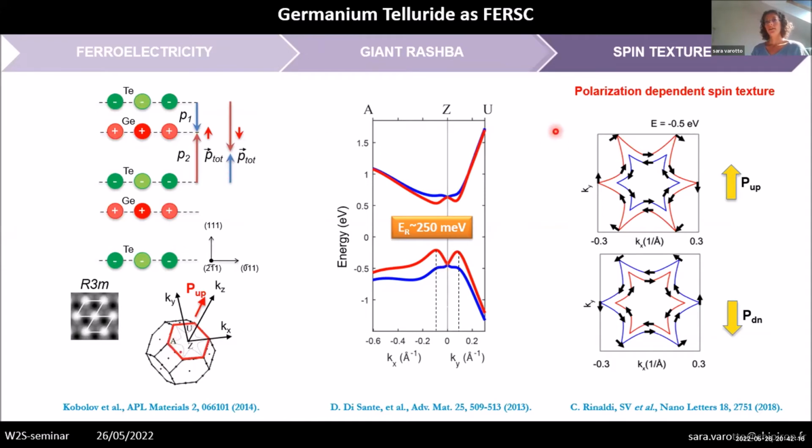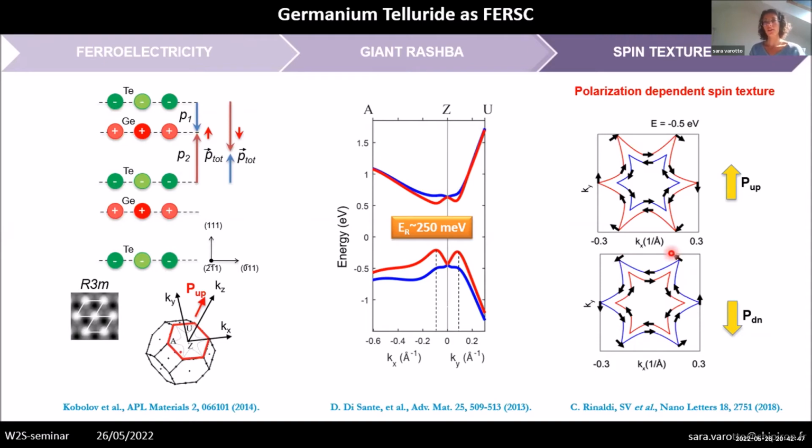The most important part is that if we consider a fixed binding energy, we have a Fermi contour, and the Fermi contours are predicted to show these two star Rashba bands, in which by changing the ferroelectric polarization direction, we change the chirality of the spin. So once again, we find back our ferroelectric control of the spin texture.